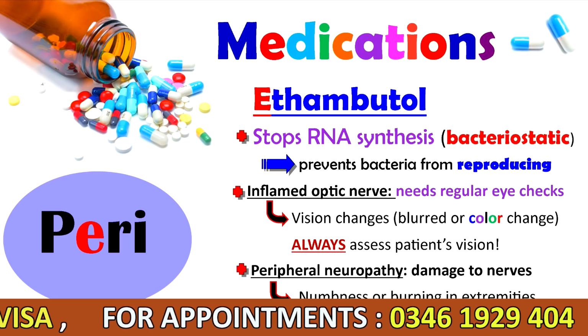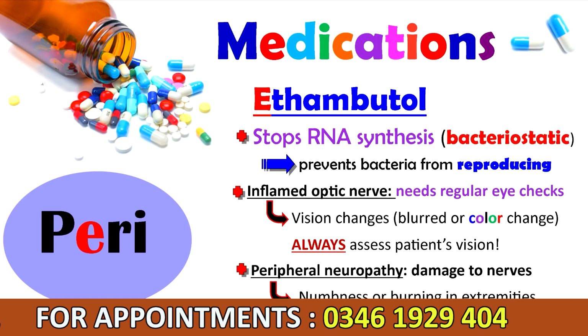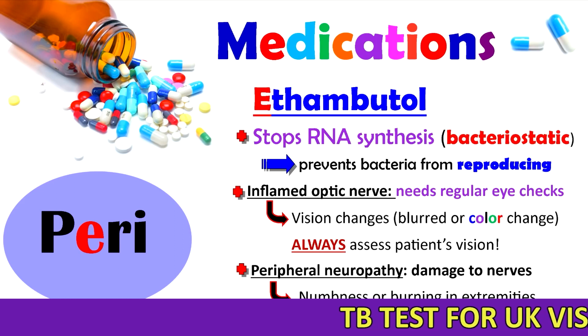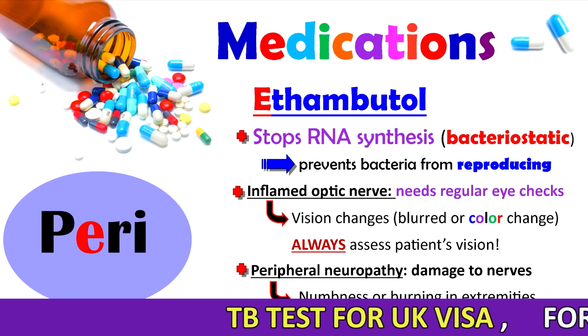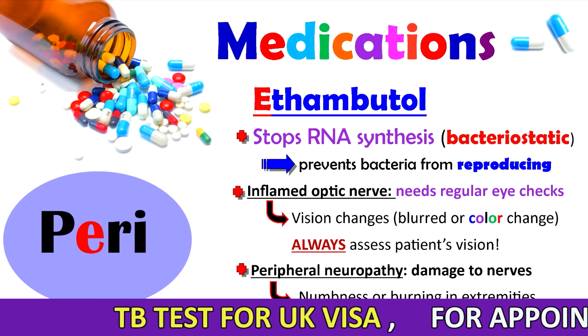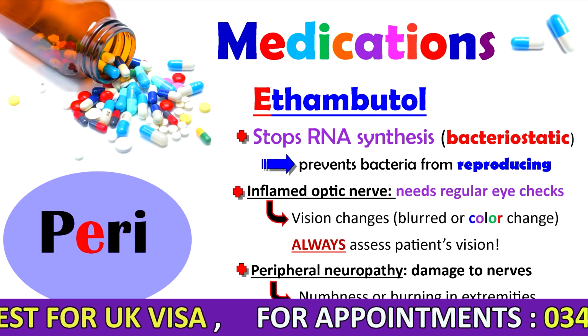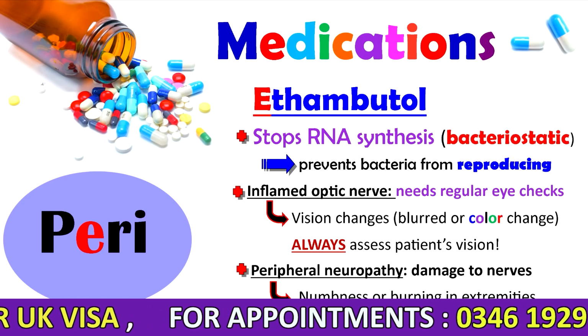Now with this drug, it can inflame the optic nerve. So as the nurse, be thinking about vision and educating your patients to immediately report if they have any vision changes, like their vision becomes blurred or they have a change in how they perceive color, and they will need regular eye checkups. It can also cause peripheral neuropathy, and this is where you have damage to those peripheral nerves. So be asking your patients, are you feeling any numbness or burning in your extremities? Because this can happen. And if you do have a patient report numbness, burning in their extremities or vision changes, you want to notify the physician immediately about this.